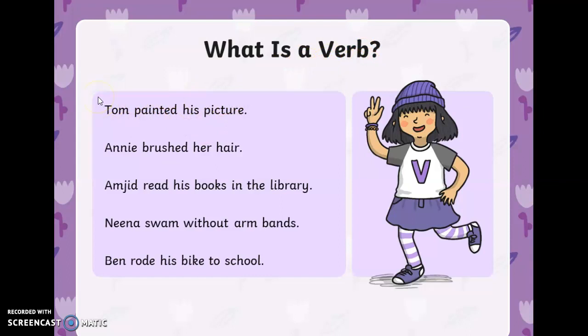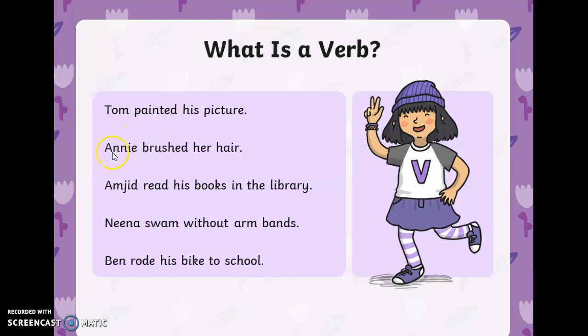So far we have seen the hints of laughing and crying and jumping as a hint as to what a verb is. Did you figure out that a verb is an action word? A verb is a doing word. So let's look here. Tom painted his picture. What action is happening here? Tom is painting. So painted is the verb. Verb is an action word.